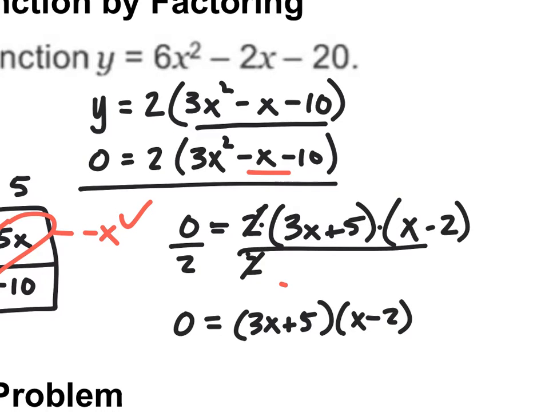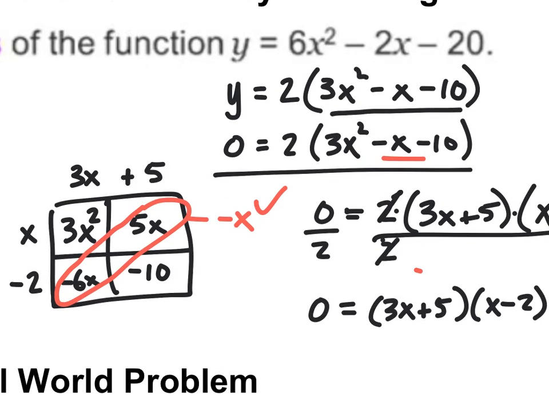Now, if you don't do this step, if you don't factor out this 2, you can still factor it and you'll still get the same answers, but your numbers are going to be bigger. And that problem was going to be a little bit harder to factor than, say, this one.